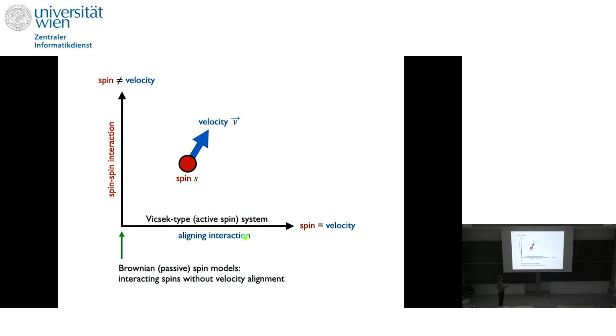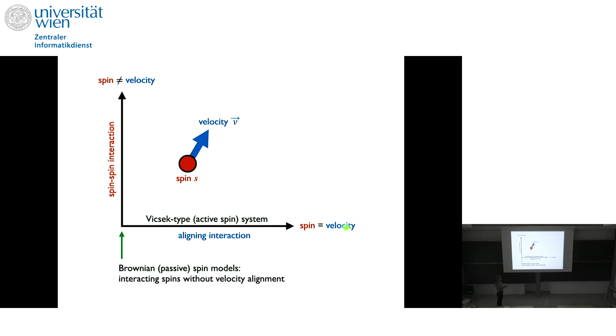This line stands for the Vicsek-like system. Okay? So here we have some, in the feature representation, you can say something about the velocity of line interaction. But in the two-state Potts model representation, you can think about some spin model. Along this line, the spin and velocity are basically the same. Spin is slaved by the velocity, or vice versa. And we have some aligning interaction.